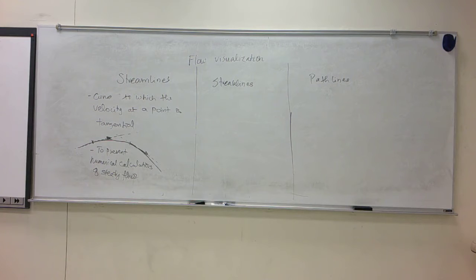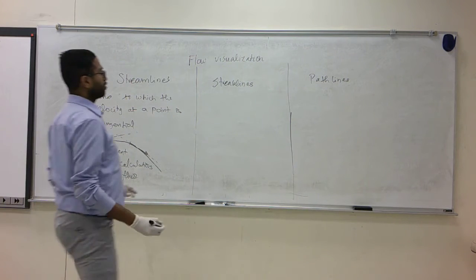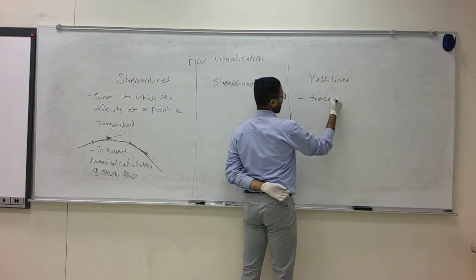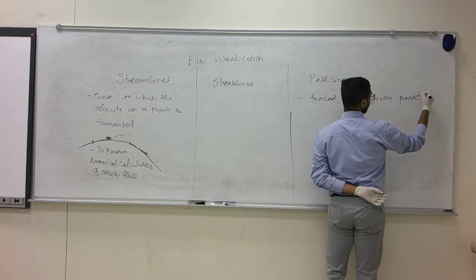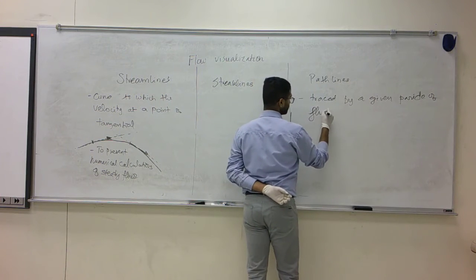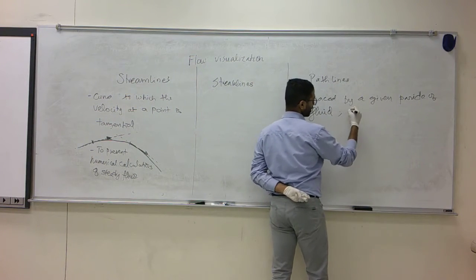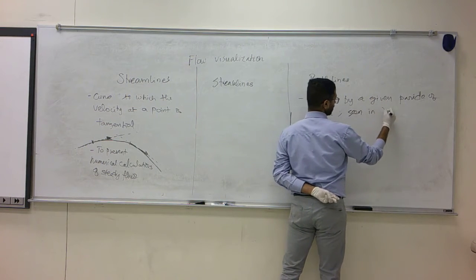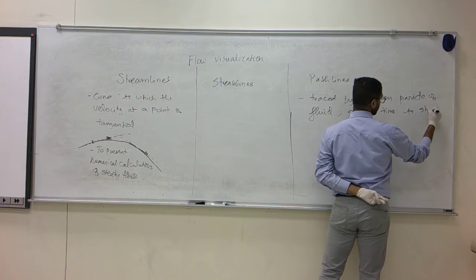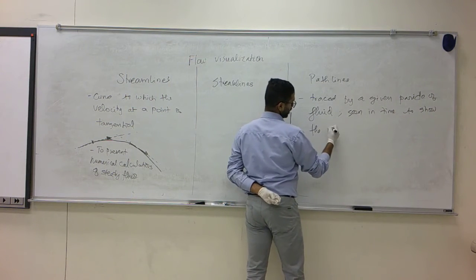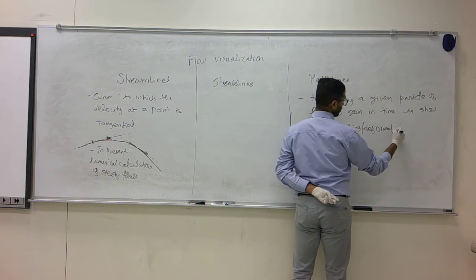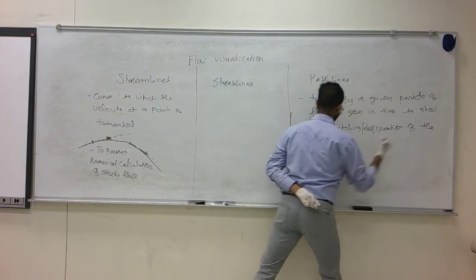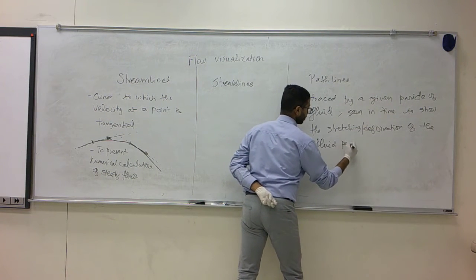Path lines are traced out by a given particle of fluid, and it is seen in time to show the stretching or deformation of the fluid particle.